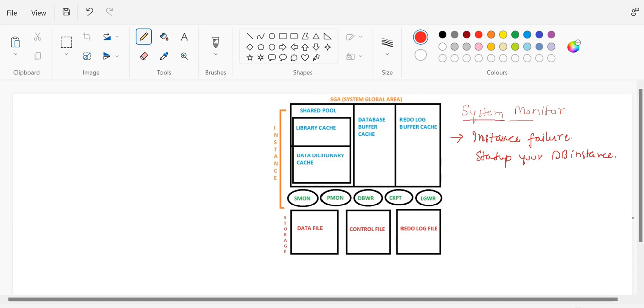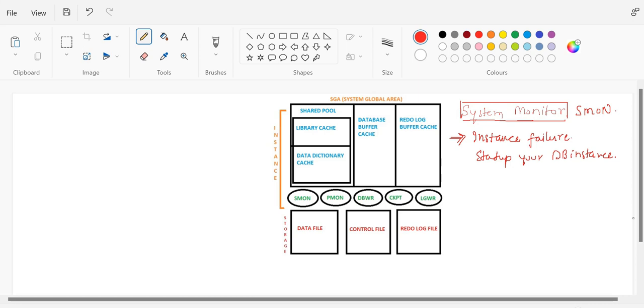The background process which helps in starting this DB instance is SMON, what we call the system monitor. This is the most important point that an interviewer should be asking you, and you should be answering: whenever the DB instance fails, or something bad happens to the database instance, or instance recovery is required, you should know that SMON is the background process responsible for performing the database instance recovery. SMON is a mandatory background process.